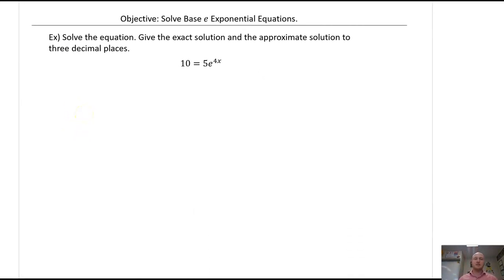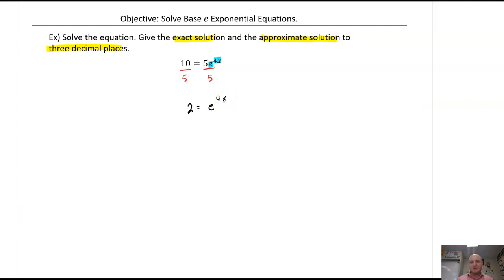Here's our very first example. Write this one down. They asked for the exact solution and the approximate solution rounded to 3 decimal places, so we're going to have to keep that in mind. I'm going to isolate my exponential or power expression, e to the 4x, so I'm going to divide each side by 5, giving me 2 is equal to e to the power of 4x. So I need to solve for x.